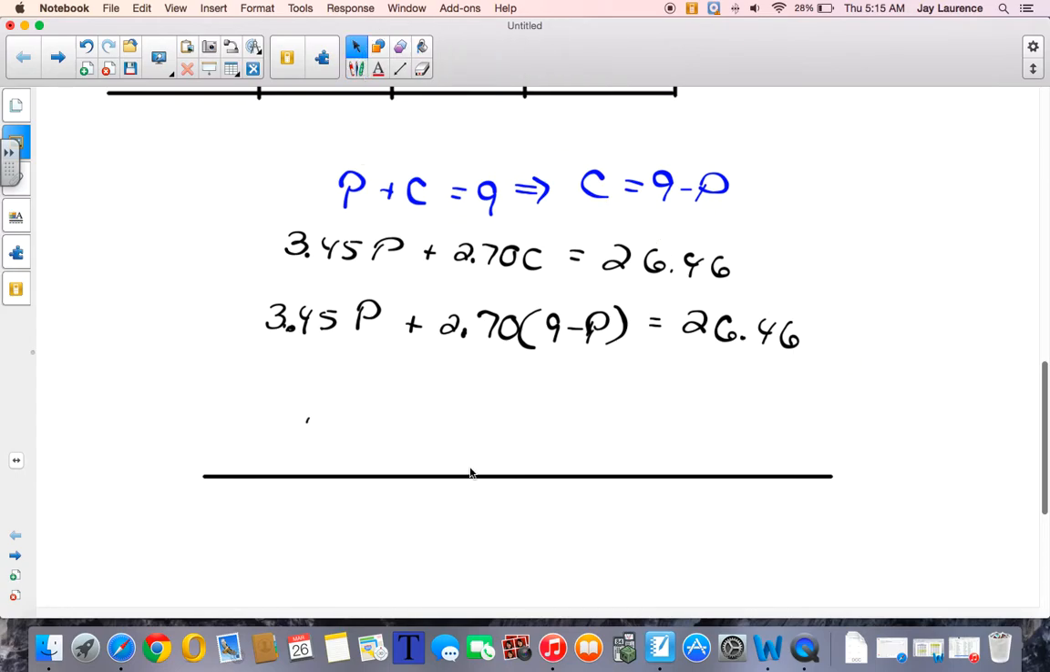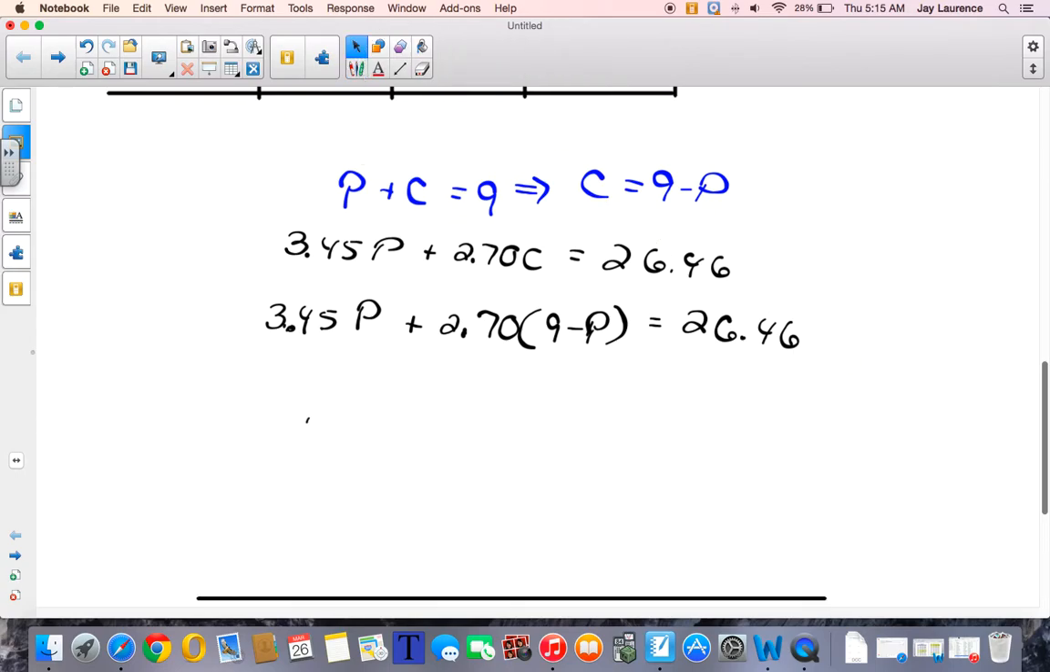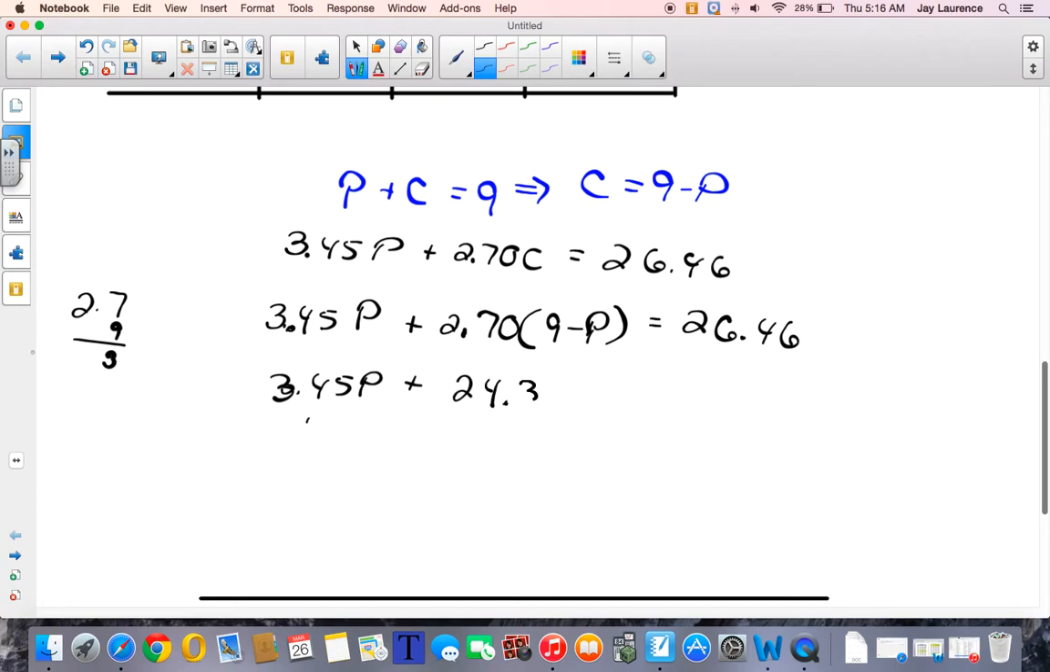Now I've got to distribute. Looks like this is actually take 2 of the video, so that's a bar dividing my work from before. All right, I'm going to distribute. I'm going to get 3.45P, and I'm going to get 2.70 times 9. It's going to end in 24.3, minus 2.70P, and that'll be 26.46. Now I'm going to do 2 things at once here.